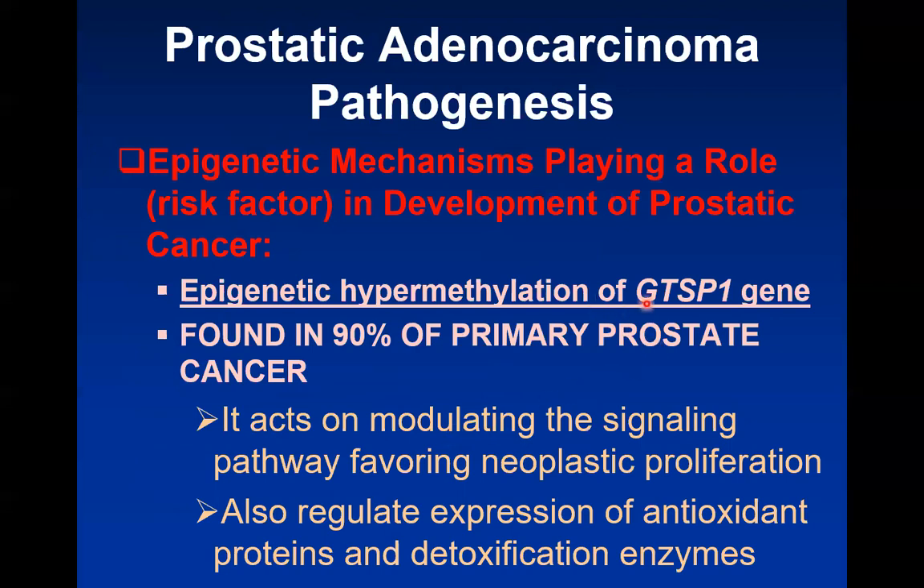The hypermethylation of the GSTP1 gene. We'll find out what it does in a second. That is found in 90% of primary prostatic adenocarcinoma, a very important gene to remember. Again, methylation. So this is the most likely link to diet. Okay, so how does diet do it?